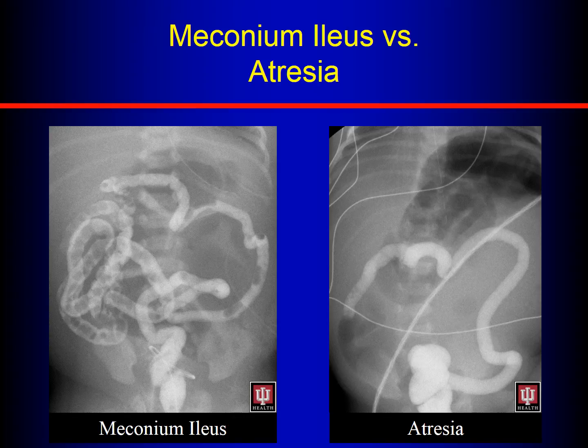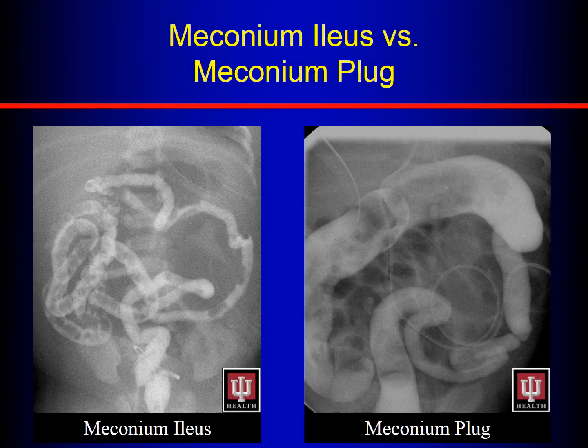And it may take 2 or even 3 enemas of repeatedly demonstrating an abrupt termination, a failure to reflux, before you start to feel confident that it's not just technique, it's not just inability to reflux because of an uncooperative patient. So don't feel as though you have to make the definitive distinction between these two things on the very first attempt. The surgeons will often want to repeat the enema.